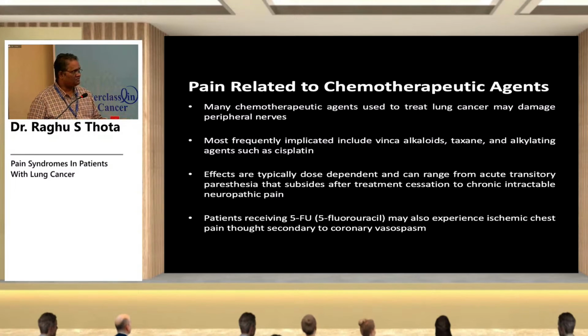Patients may also experience ischemic chest pain, which is thought to be secondary to coronary vasospasm. So in this group of patients you have to remember, if they are on 5-fluorouracil and complain of chest pain, it could be because of that. But still you have to rule out MI or IHD, because that is life-threatening.